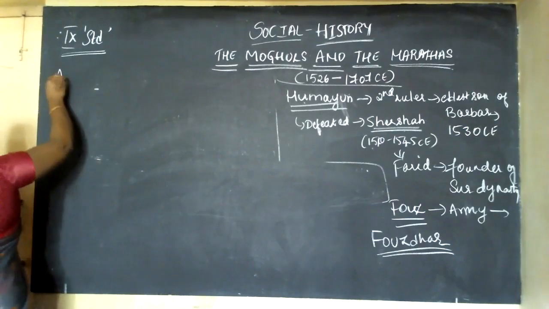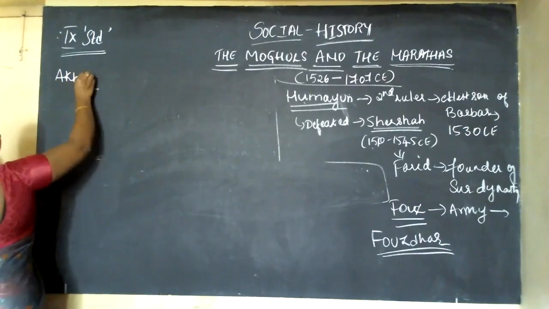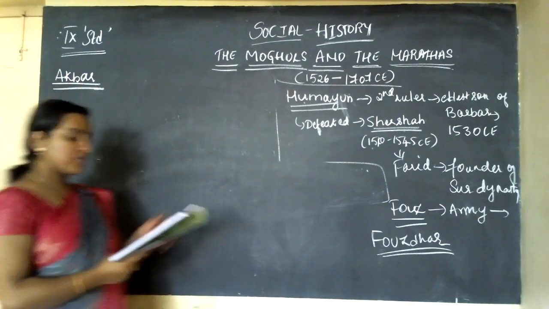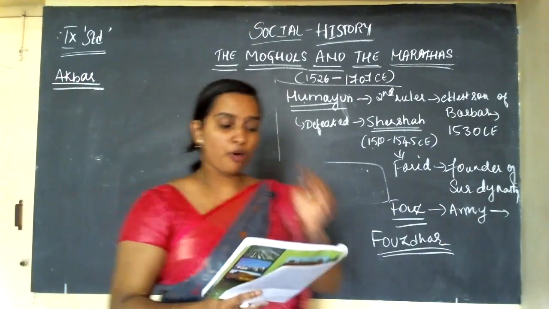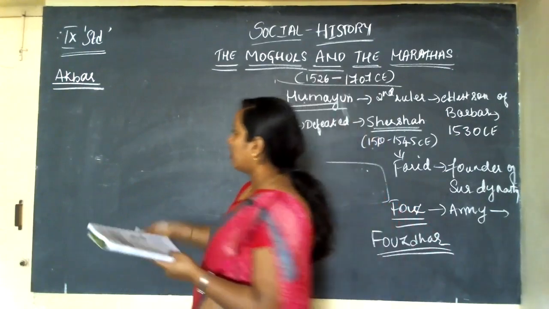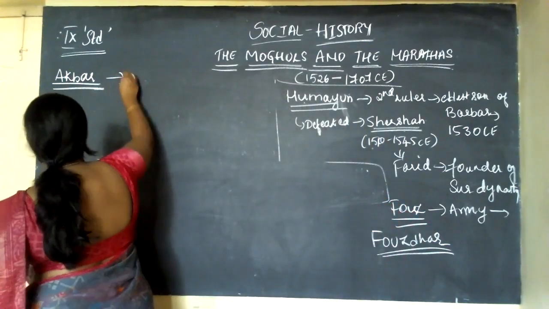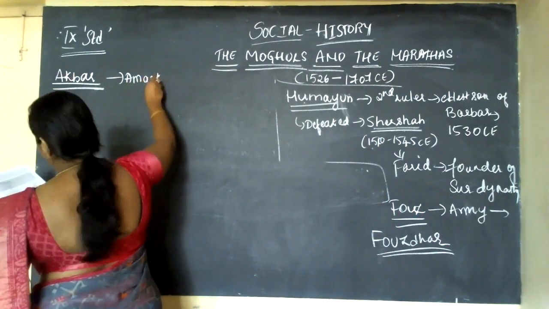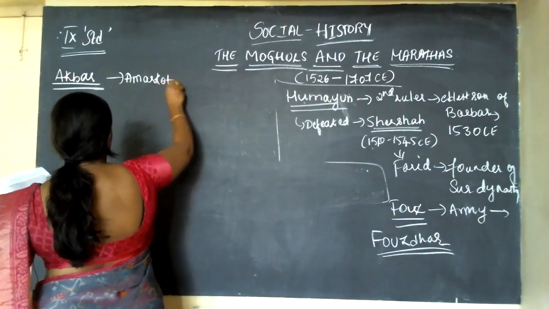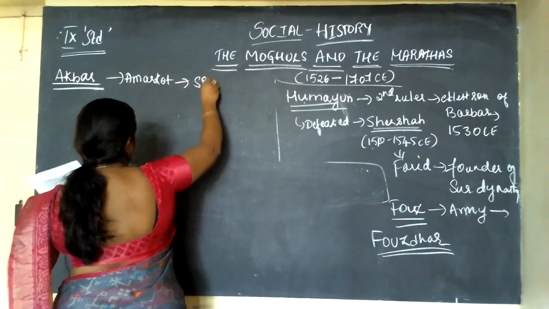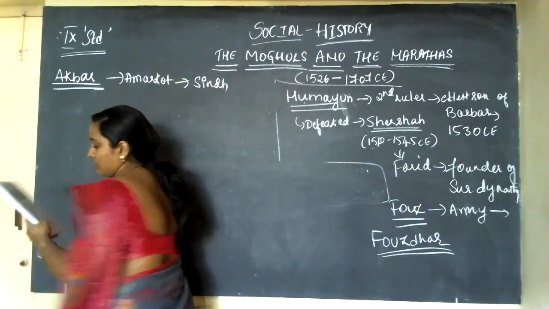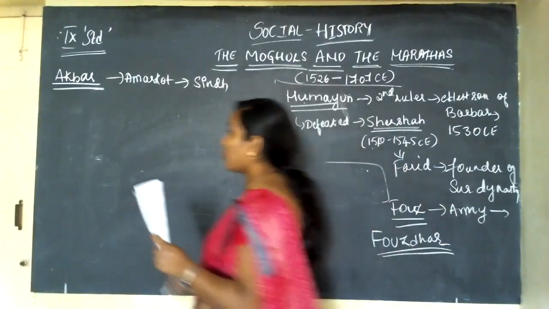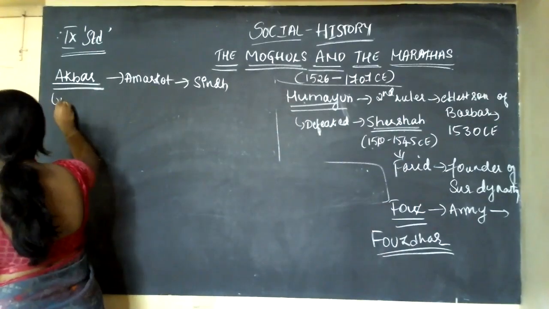Next comes Akbar. The most famous Mughal king, Akbar, was born in Amarkot in Sindh. Where is it? It is in the Sindh region. Humayun was his father. Who was the father? He was the son of Humayun.